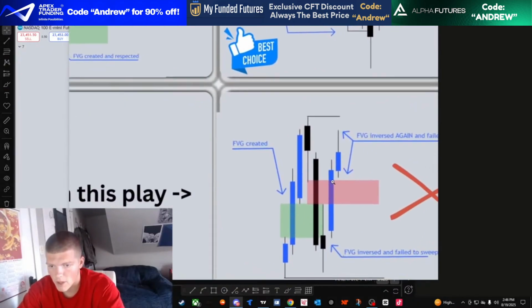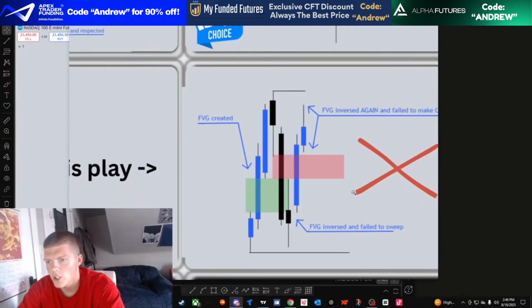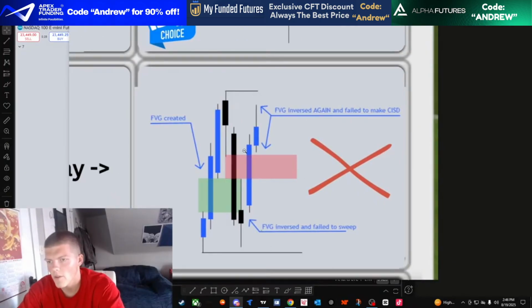But let me then talk about something that you never want to see. You never want to see two inverse fair value gaps together. So in this circumstance, right, we have a gap gets formed up, we then inverse that gap, creating another gap, and then we inverse that gap again.